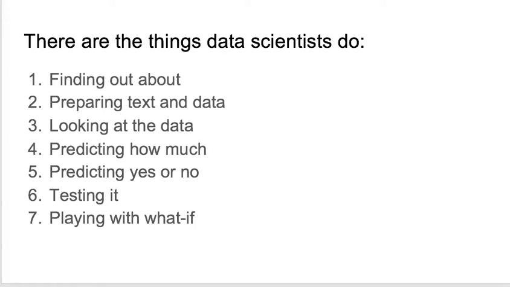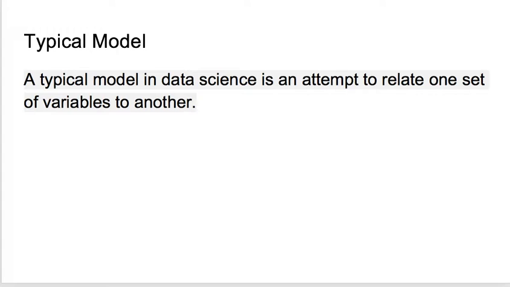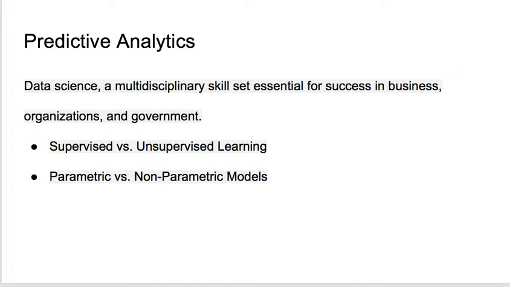In this class, we're gonna mainly focus on step 4 and step 5, predicting. To do predicting, we have to use several different models. A typical model in data science is an attempt to relate one set of variables to one another. Predictive analytics is a data science, a multidisciplinary skill set essential for success in business, organizations, and government.